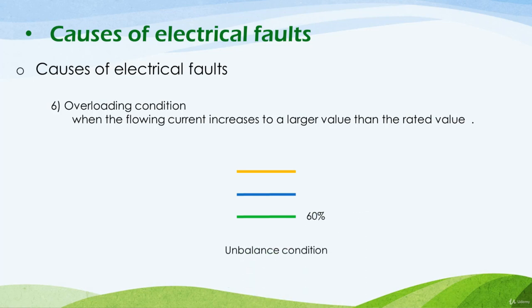So the green phase has decreased to carry only 60% of its rated power, and the blue phase has a similar condition, as it now carries only 70% of its rated power. And the problem now is that the orange phase will carry the rest of the power, so it carries 100% plus 40% of the green phase plus 30% of the blue phase. So it now carries 170% in total, which is a very large power that the phase cannot withstand.